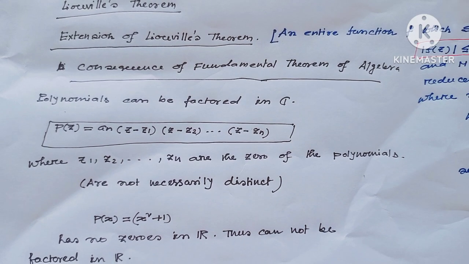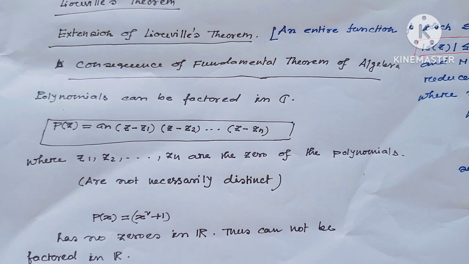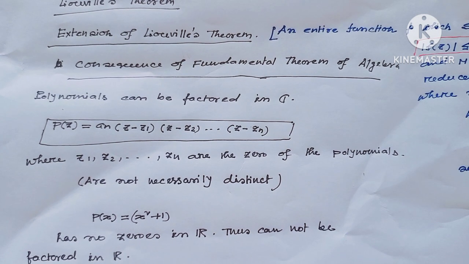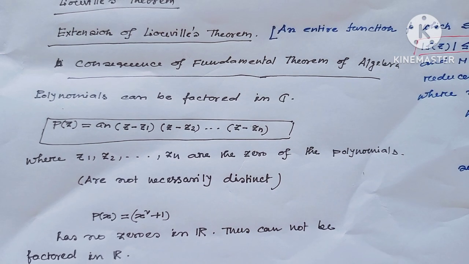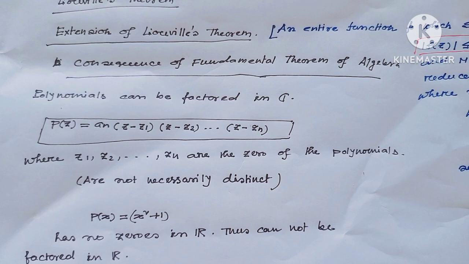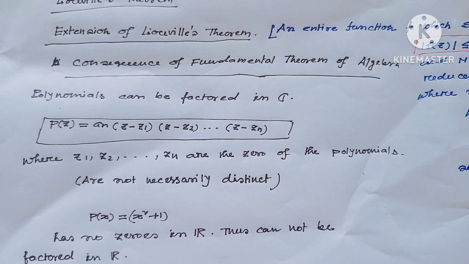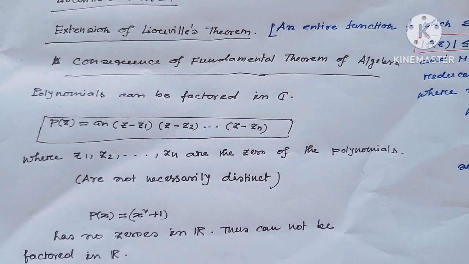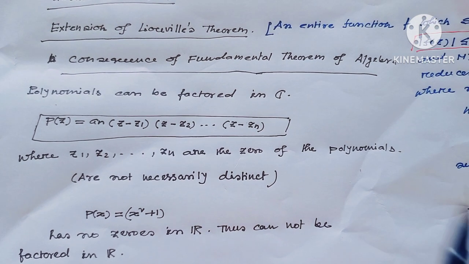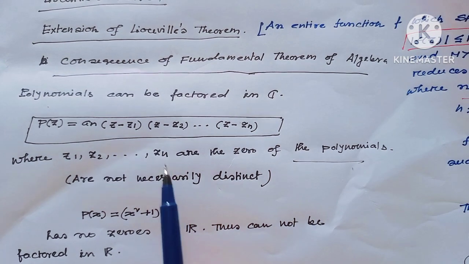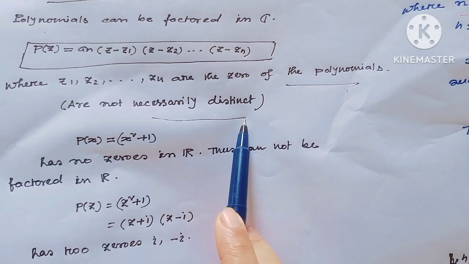Next, in my previous video I had seen the use of Liouville theorem and extensions of Liouville theorem. I had also seen the consequences of the fundamental theorem of algebra. I had seen that a polynomial can be factored in complex numbers. That means p(z) equals a_n times (z minus z1)(z minus z2) up to (z minus zn), where these z1, z2, up to zn are zeros of the polynomial. We can factor p(z) in such a way. Obviously these are not necessarily distinct.